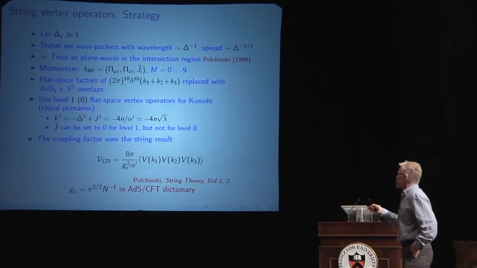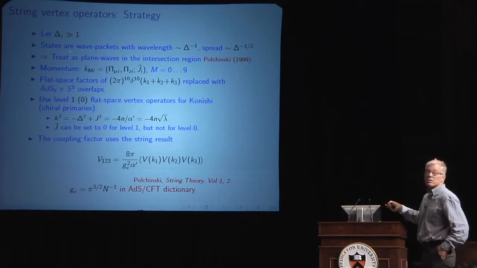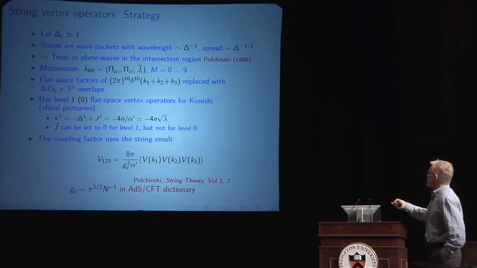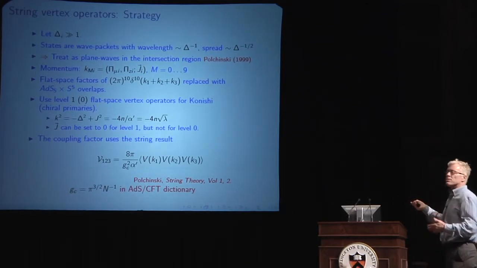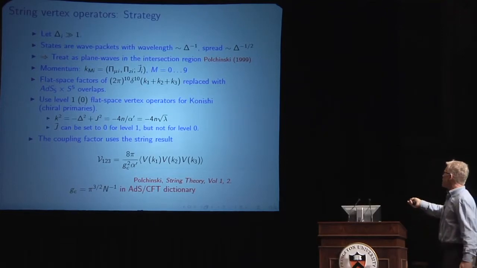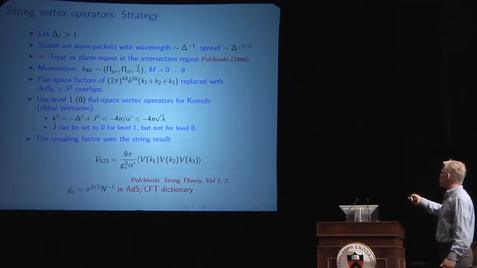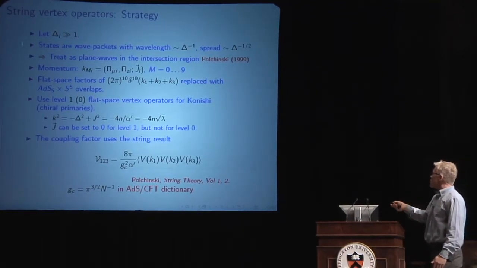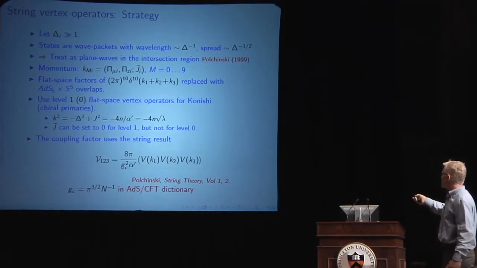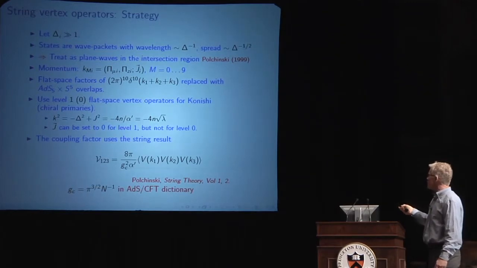Okay, so here's the strategy. I've already told you that I'm going to assume that these deltas are much greater than 1. And I'll assume that the states are wave packets with wavelengths that are inversely proportional to the dimension, and they have a spread that's inversely proportional to the square root of the dimension. And so we can basically treat them as plane waves in the intersection region. This is an idea that goes back to Joe Polchinski in 1999.